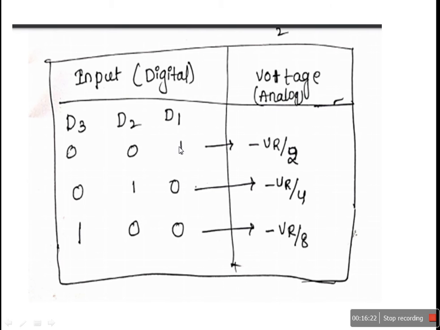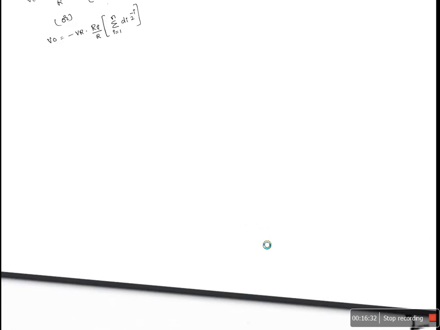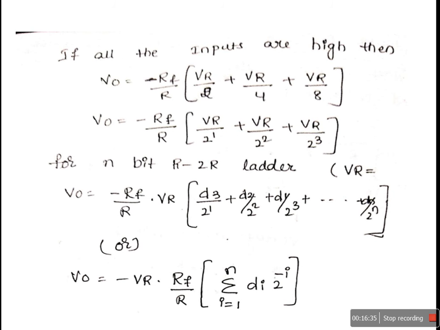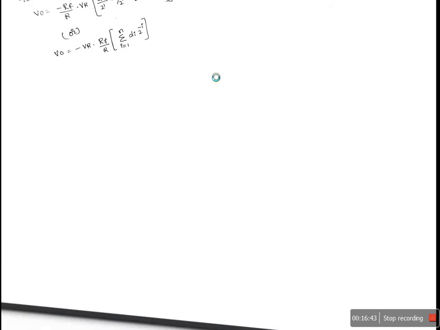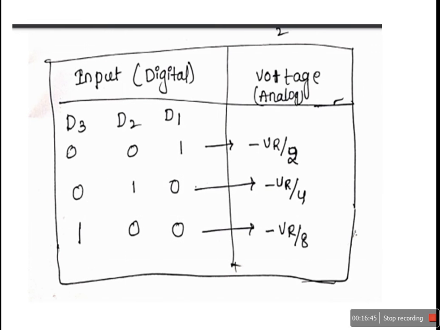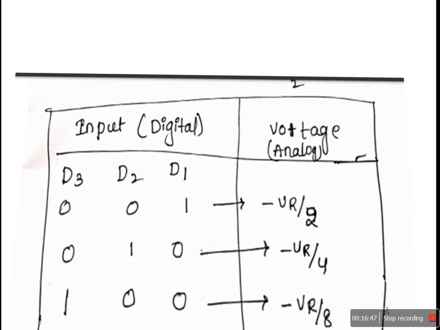So when the D1 is 1, the voltage is VR by 2. When the D2 is 1, the voltage is VR by 4. When the D3 is 1, the voltage is VR by 8. So in order to write the total voltage, if all are 1, then you have to consider all the voltages, that is VR by 2, VR by 4 and VR by 8.